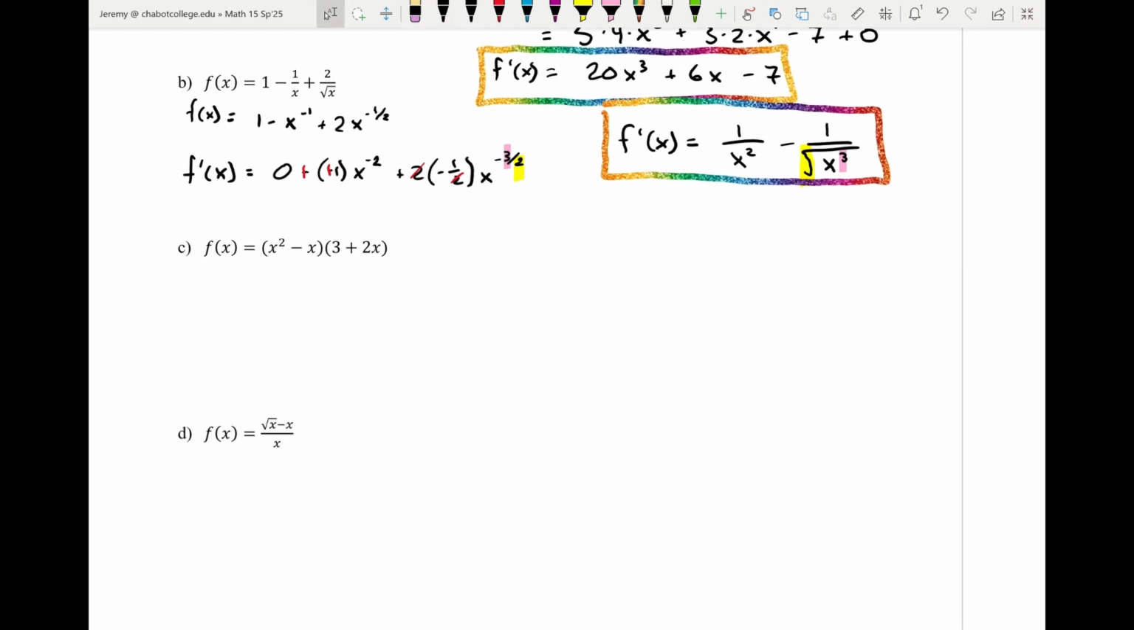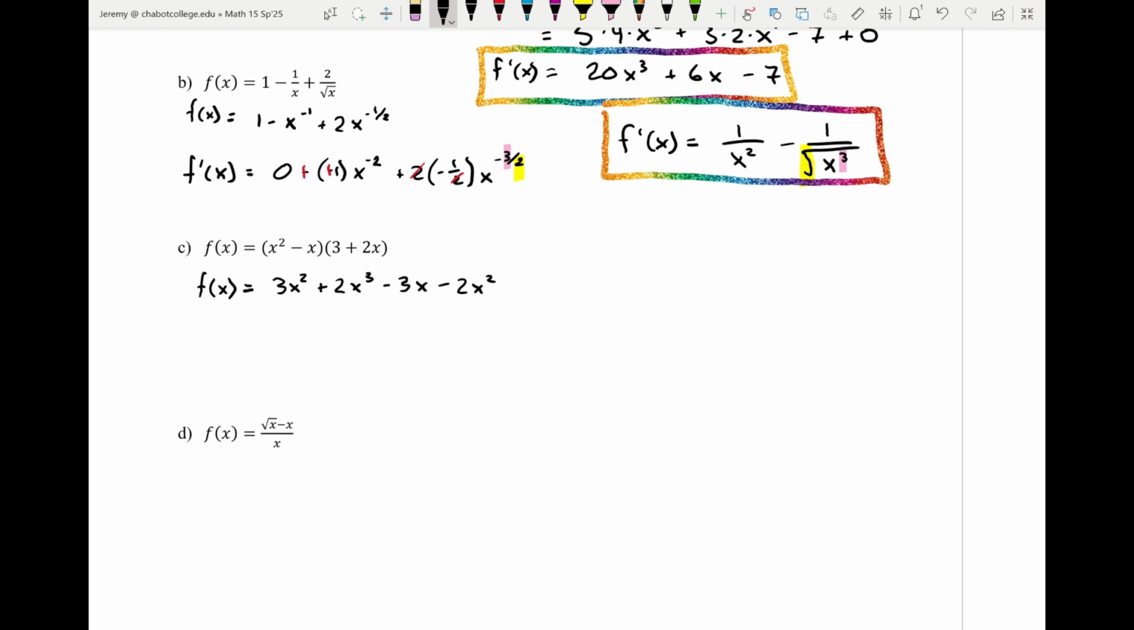But for now, we don't really have much of a choice other than to multiply this out. So to sort of rewrite this in a form which is differentiation friendly, I'm going to multiply this out. You could do the FOIL method or distribute that, however you like to do it. I'll get 3x squared plus 2x cubed minus 3x minus 2x squared. Okay, so that was just my first inner outer last procedure.